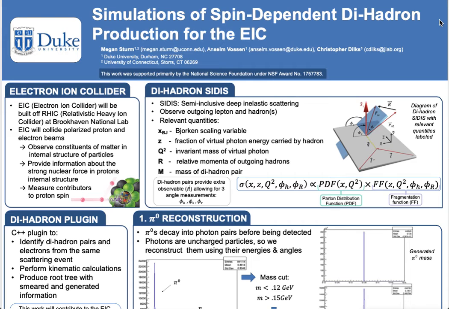Hi, my name is Megan Sturm, and I'm going to be talking about my work from this summer with the Tunnel and Duke RU program. I was working on simulations of spin-dependent dihadron production for the EIC with Dr. Anselm Vossen and Christopher Dilks.